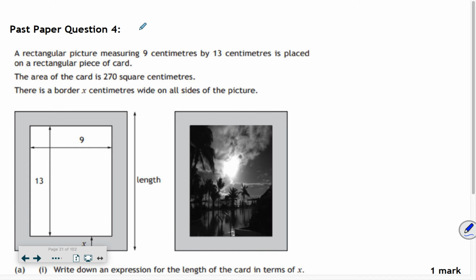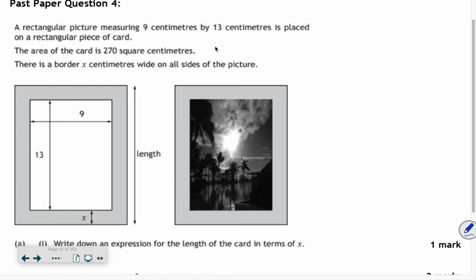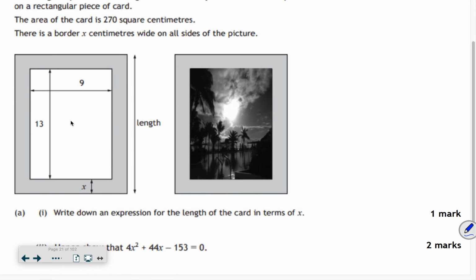Past paper question 4. This is the last past paper question that we're going to look at in this section of quadratics. It says a rectangular picture measuring 9 centimeters by 13 centimeters is placed on a rectangular piece of card. The area of the card is 270 square centimeters. There is a border which is x centimeters wide on all sides of the picture.